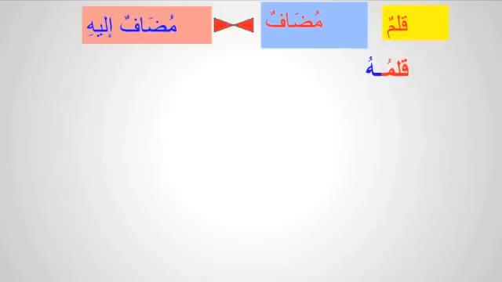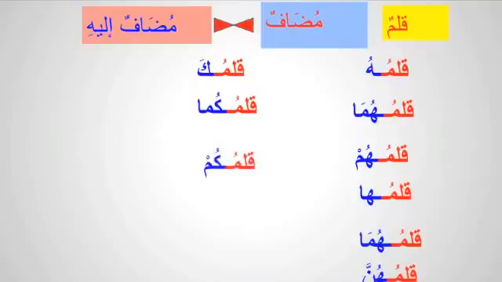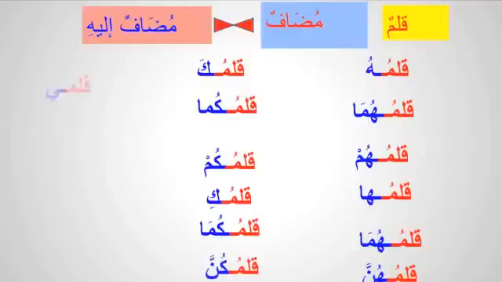We say qalamuhu, his pen; qalamuhuma, their pen; qalamuhum; qalamuha, her pen; qalamuhuma, their pen; qalamuhunna, all females' pen; qalamuka, your pen; qalamukuma, your both pens; qalamukum, all of your pens; qalamuki, feminine, your pen; qalamukuma; qalamukunna; qalami. This ya mutakallim, whenever it comes to a noun, that becomes mine.